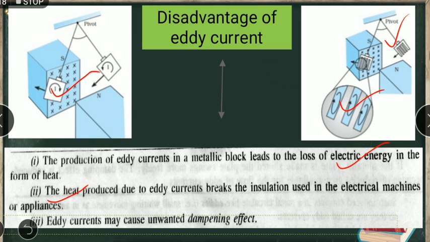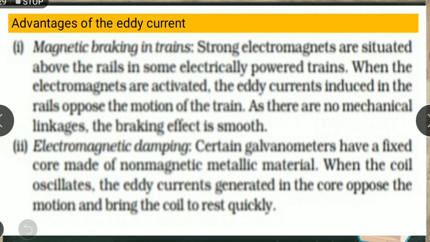So not only disadvantages, there are certain applications or advantages of eddy current which we are using for many purposes. So let's see the magnetic braking in trains. One application here: strong electromagnets are situated above the rails in some electrically powered trains. When the electromagnets are activated, the eddy currents are induced in the rails and oppose the motion of the train. As there are no mechanical linkages, the braking effect will be smooth.